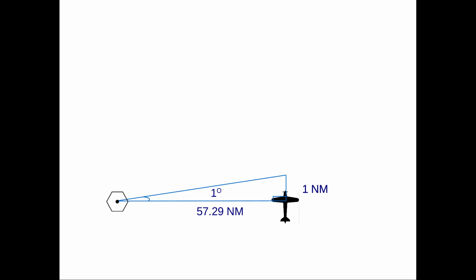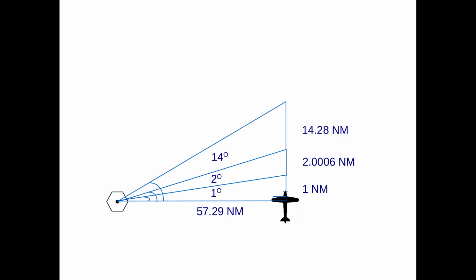But it turns out that's not quite true. As you fly a straight path, your distance from the navaid slowly starts to increase. And as your distance increases, the number of nautical miles that you have to fly to get a 1 degree bearing change also increases. So your second degree of bearing change requires a little bit more than 1 nautical mile of flight in order to achieve it. By the time you get to the 14 point, you're off by over a quarter mile. So you have to fly 14.28 nautical miles to achieve a 14 degree deflection at 57.29 nautical miles out.